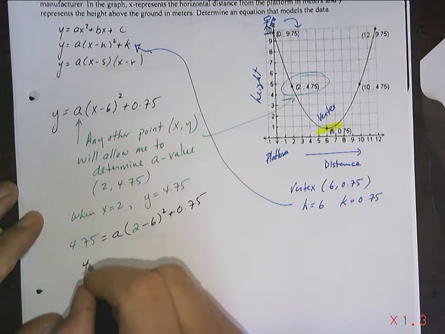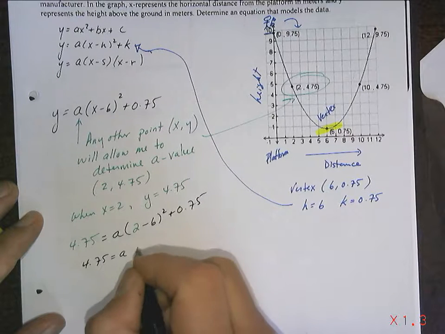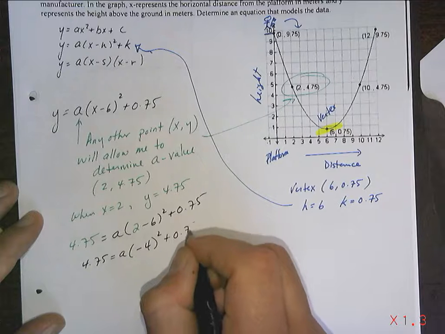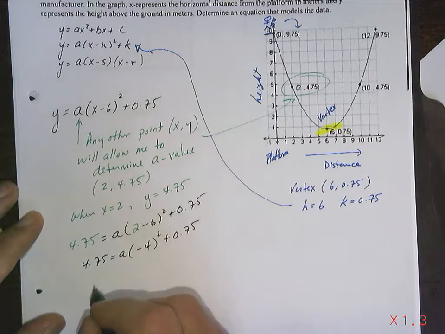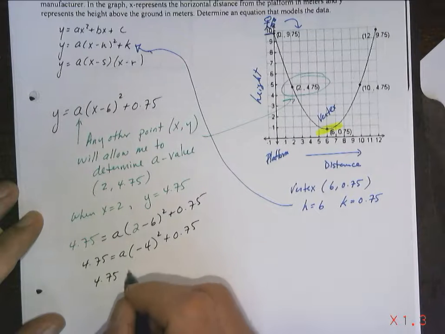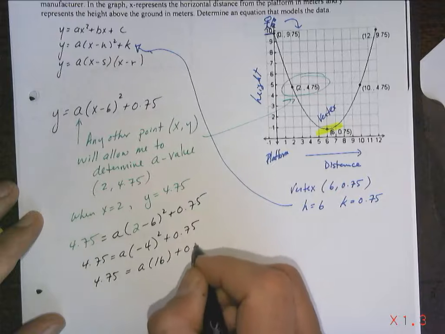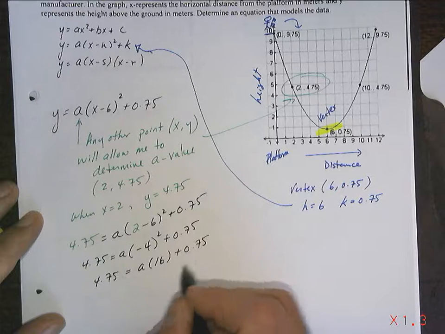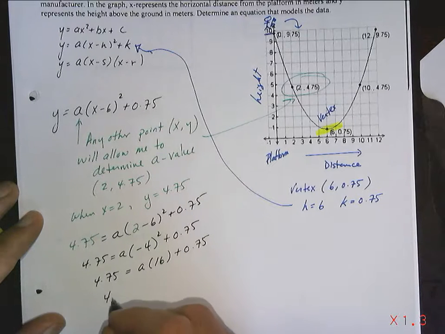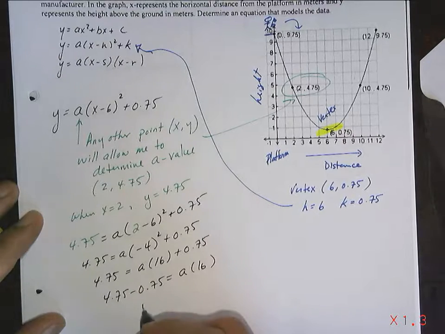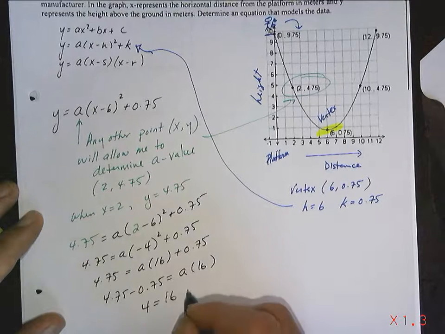So I'm going to get 4.75 equals a times (minus 4) squared plus 0.75. 4.75 equals a times 16 plus 0.75. Take the 0.75 over to the other side. 4 equals 16 times a.